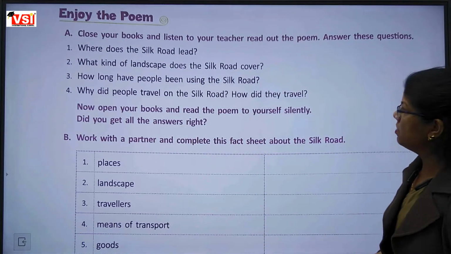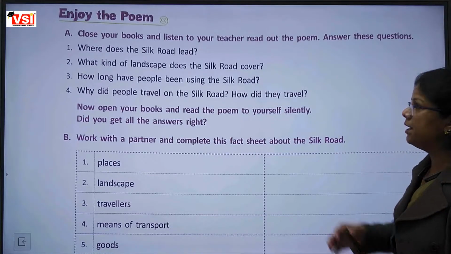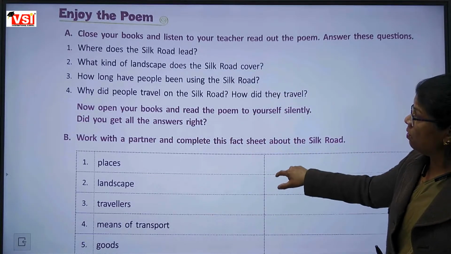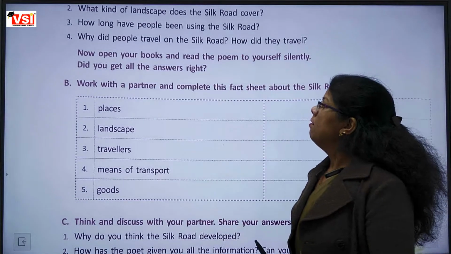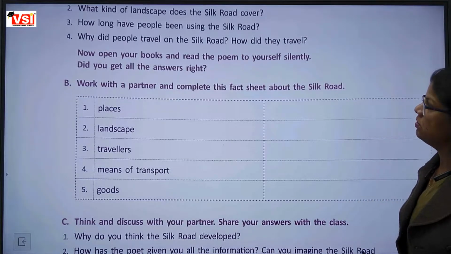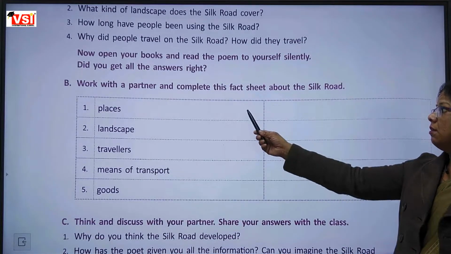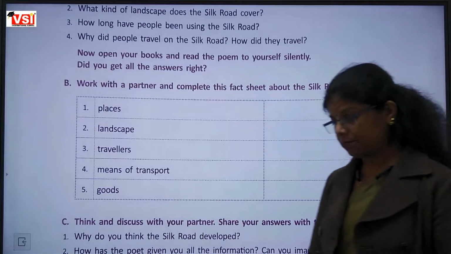Now open your books and read the poem to yourself silently. Did you get the answers right? Fine. So now question number B. We are discussing question number B. Work with a partner and complete this fact sheet about the Silk Road. Places. Which places are told? The names of the places.